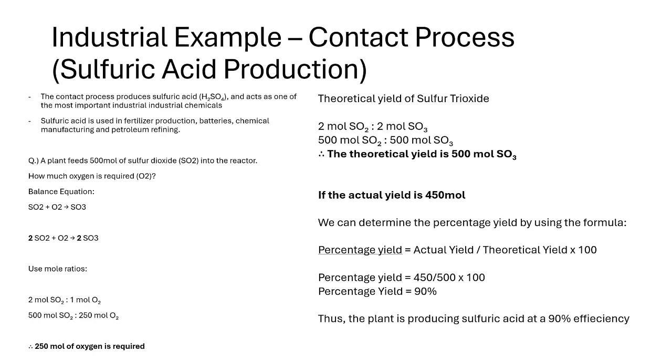A key industrial example is the contact process, which is used to manufacture sulfuric acid, used in fertilizer production, batteries, and petroleum refining. The example of stoichiometric relationships is shown with the calculations. Therefore, the numbers allow plant engineers to assess efficiency and identify production losses in real time and highlight the importance of stoichiometry in industrial settings.